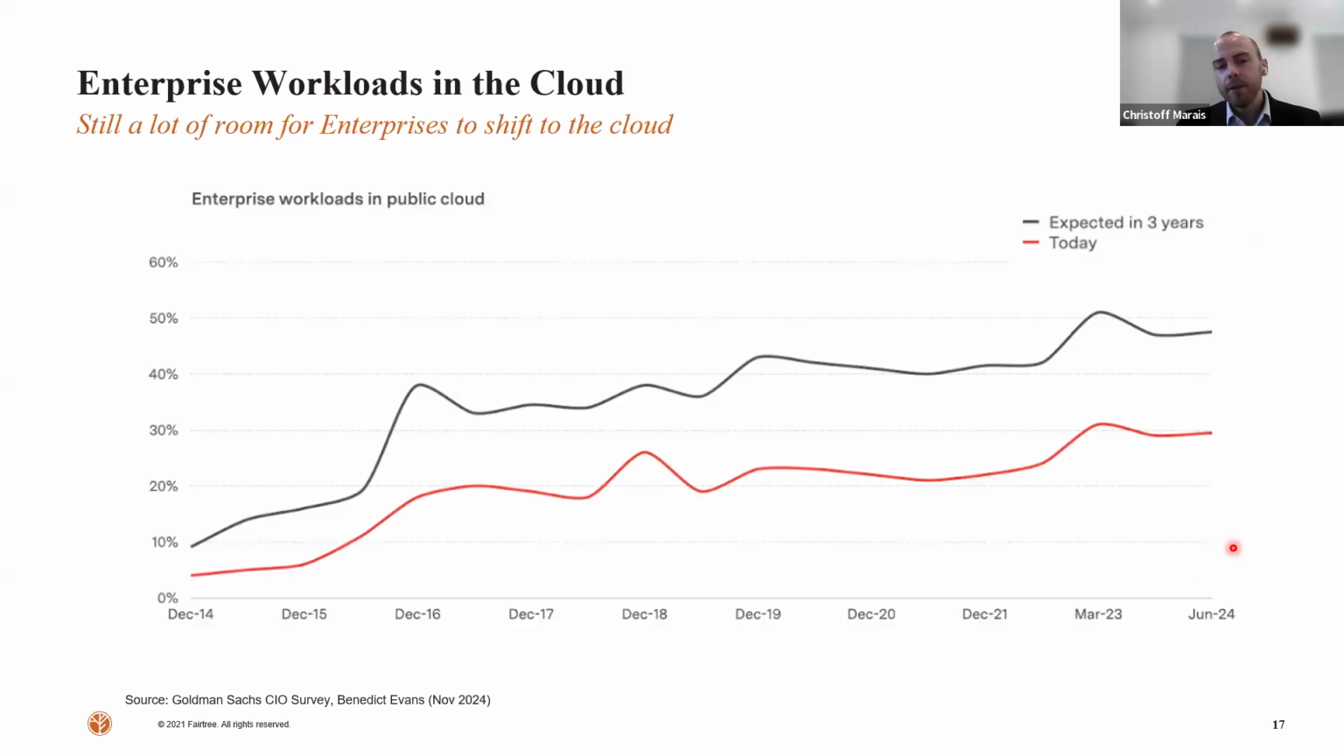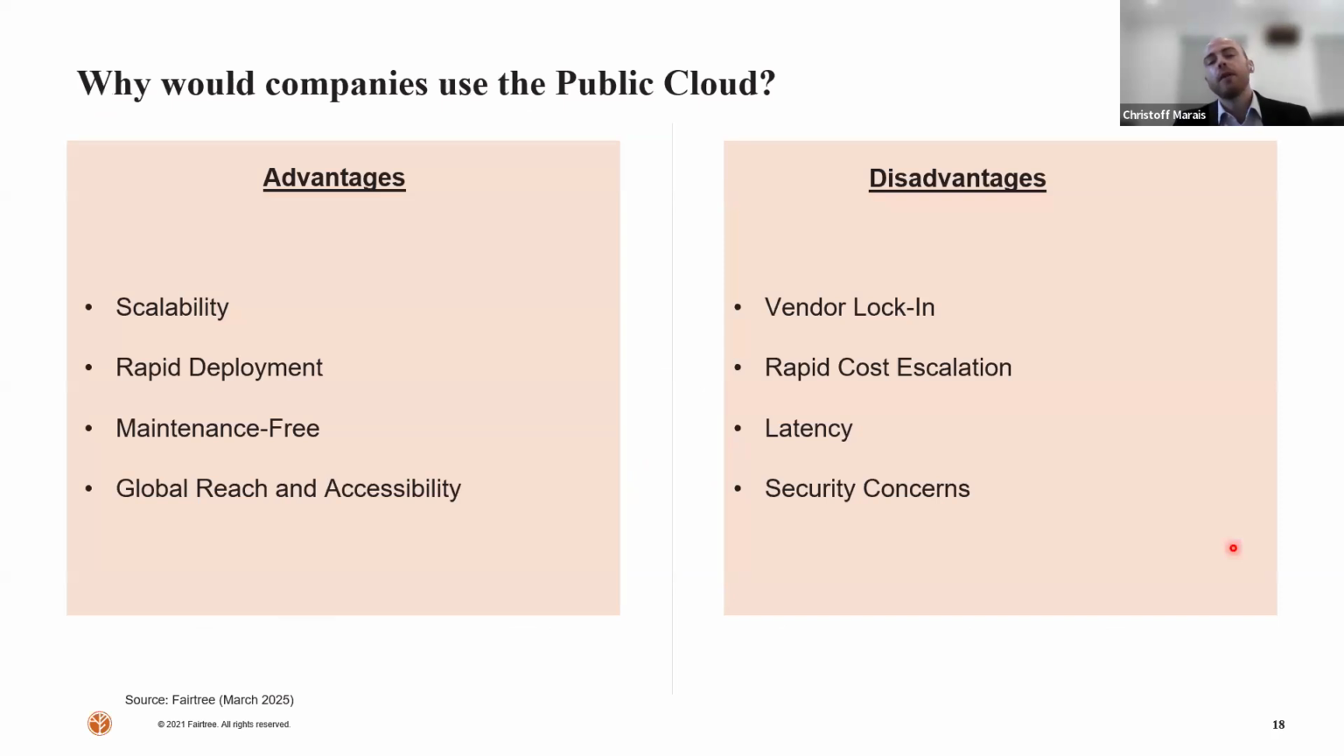It's currently estimated that around 30% of enterprise workloads are run in the cloud. So there's still a huge amount of workloads, 70%, still run on premise. There are reasons why certain companies will never shift, but I think there's still a strong runway for this to continue into the future. The reason I'm saying this is if we look at the advantages and disadvantages of using the public cloud, one of the main advantages is scalability.